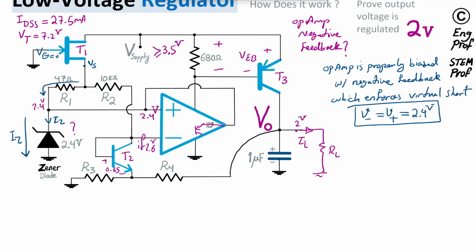But let's consider the scenario in which we have just the voltage of the source of the N-channel JFET. So this is Vs of transistor T1 JFET equal to R1 times IZ, plus 2.4 volt nominal voltage.